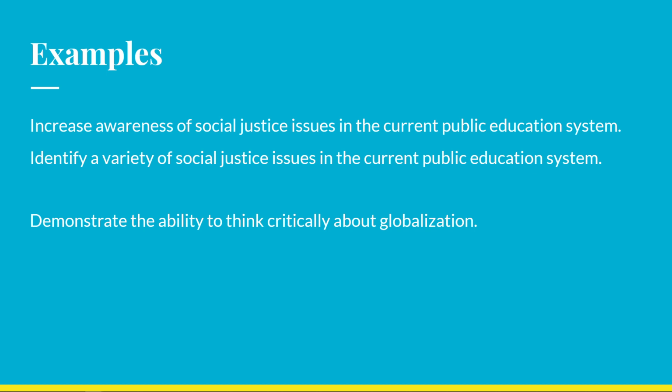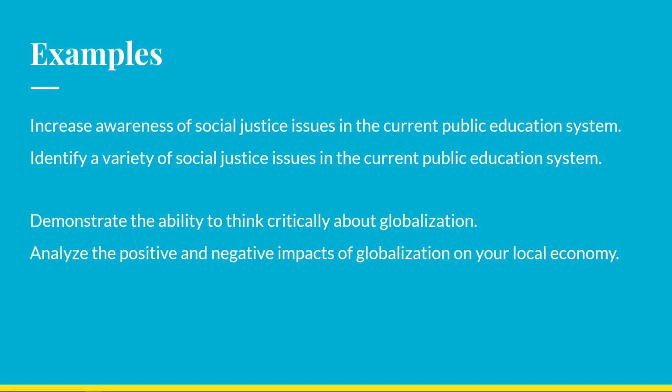Demonstrate the ability to think critically about globalization. The verb demonstrate is technically observable. However, the object of the verb, the ability to think critically, is not measurable. Similarly, to measure the ability to think critically, we need an observable behavior as an indicator. For example, if learners can analyze both the positive and negative impacts of globalization on their own local economy, I can see that they developed the ability to think critically about globalization. Note that I also added "on your local economy" as a condition. This is the third element that we will discuss next.